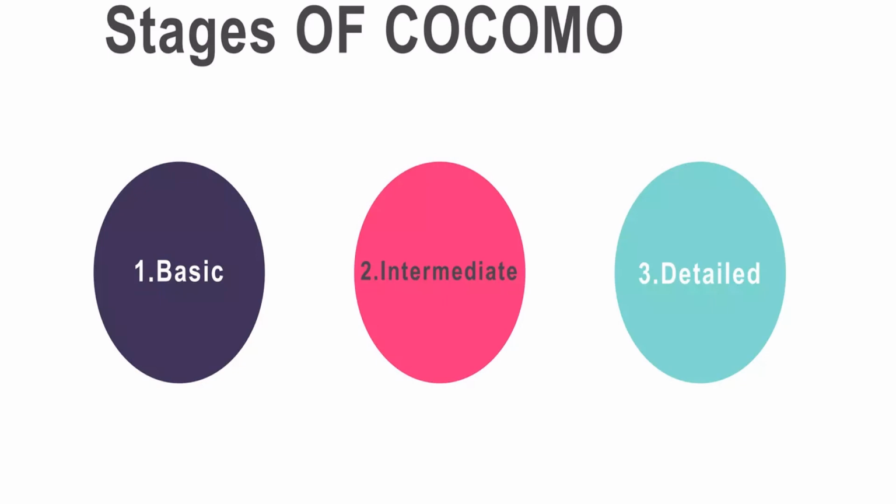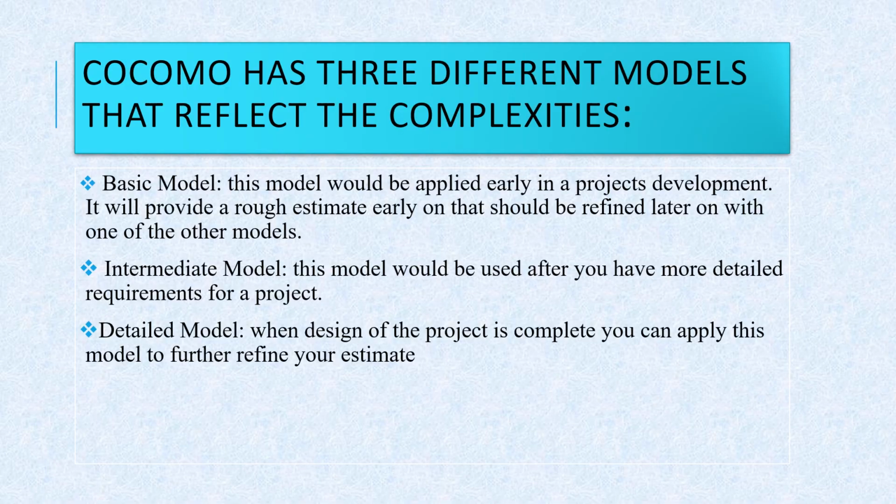Now there are three stages of COCOMO. First basic, second intermediate and third detailed. Now let's briefly understand these three stages. First, the basic model. This model would be applied early in a project's development. It will provide a rough estimate early on that should be refined later on with one of the other models. Second, the intermediate model. This model would be used after you have more detailed requirements for a project. Third one is the detailed model. When the design of the project is complete, you can apply this model to further refine your estimate.